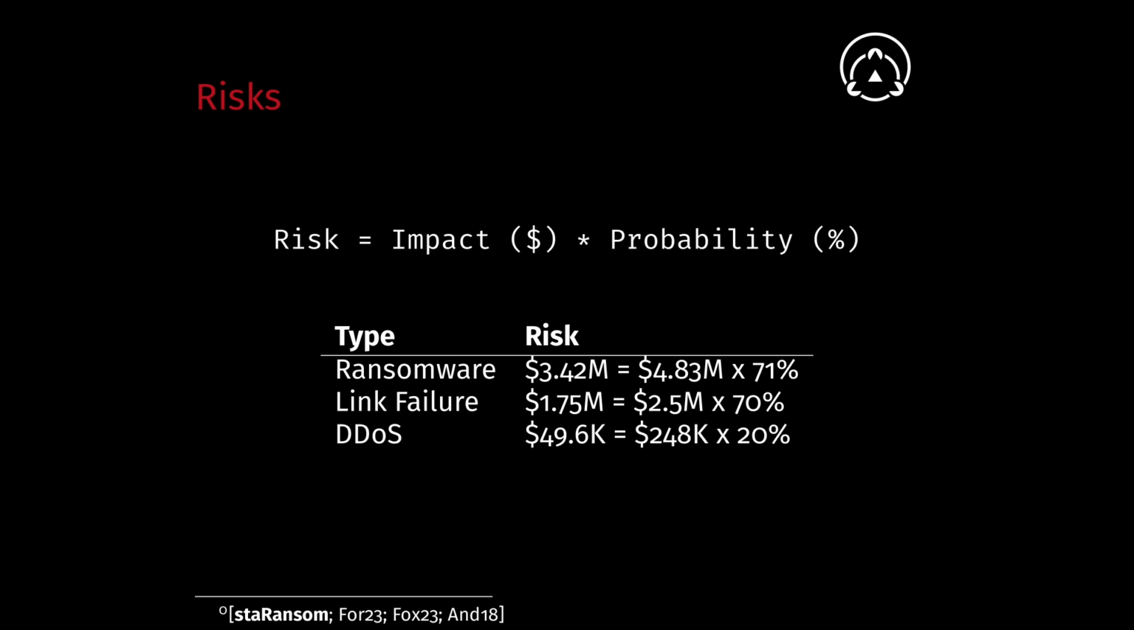And last, we've got DDoS, which at 50K doesn't seem like a huge risk profile, but this is per incident, and there's nothing stopping different automated systems from attacking your network and causing multiple DDoS outages in a given year.